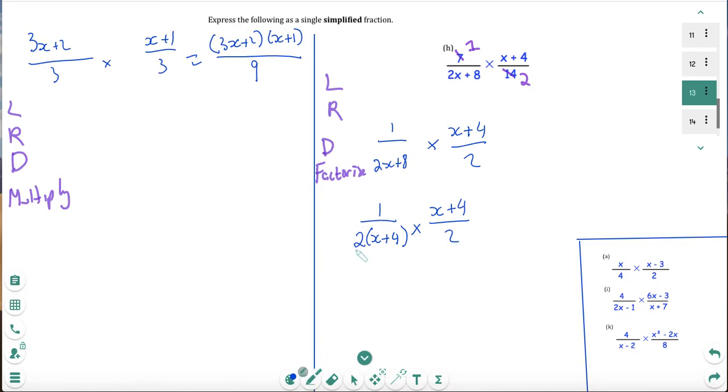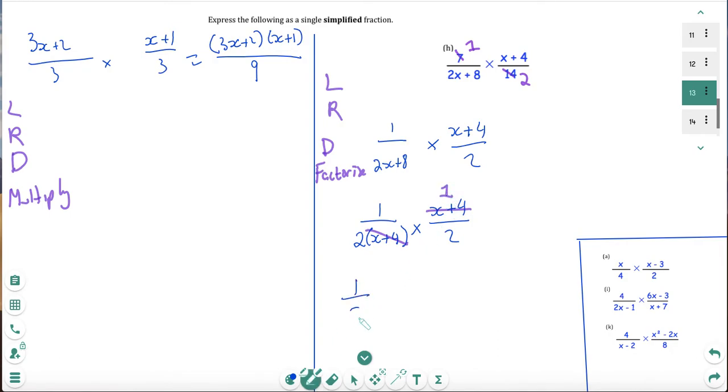So now, since 2 is being multiplied by x plus 4, it's just 1 term in total. So now we can say, what's in common now? Well, x plus 4 is in common. Boom. Since there's nothing left, we'll put a 1.